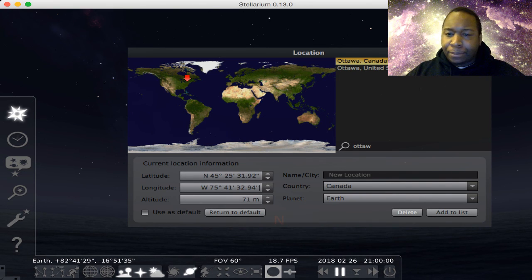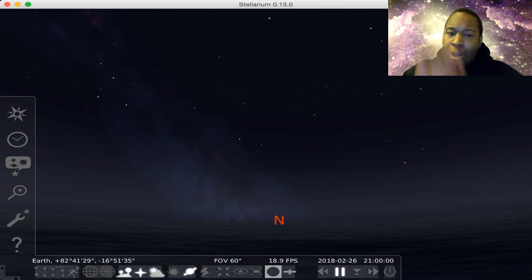Now we should be in the proper location. Good, so I can close this out. We're already pointing north, so now let's go ahead and go to the star Polaris. Finding Polaris, at least in Stellarium, is really easy. You just point yourself towards the north direction and look straight up, and you'll notice that there's one particular bright star up there.